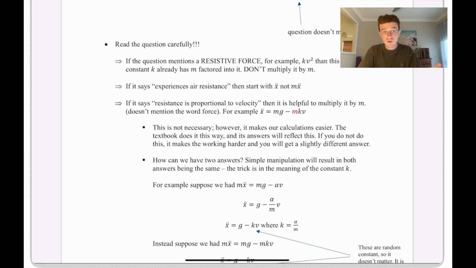Now, as you're working through this exercise, there's going to be some things that might be a bit strange. If we see it experiences air resistance, we're going to start with x double dot and not mx double dot, as opposed to it saying resistive force.